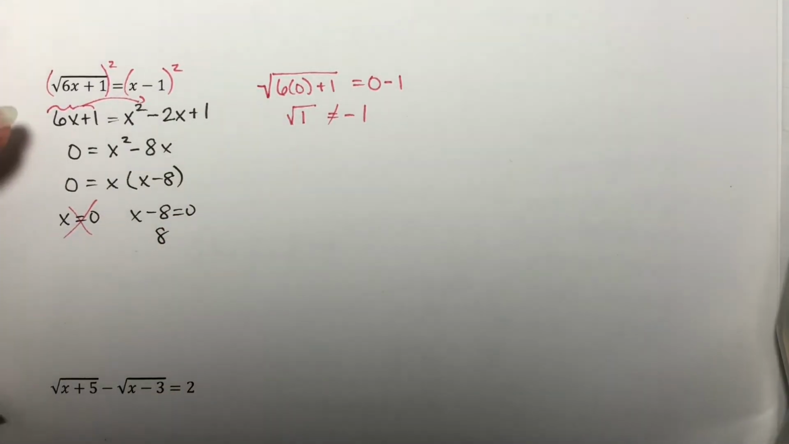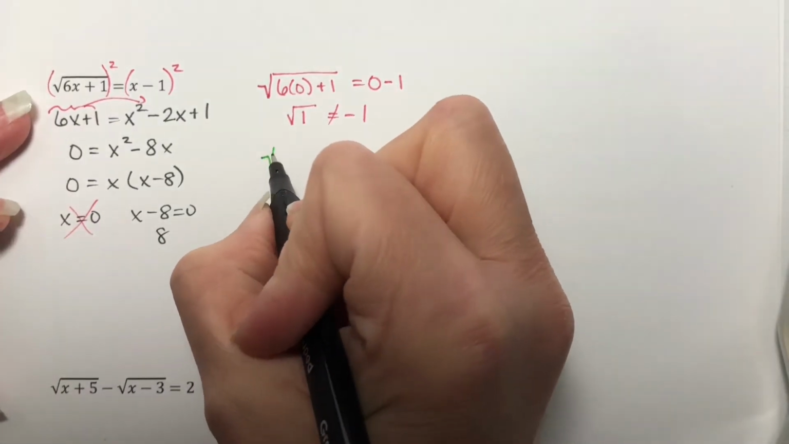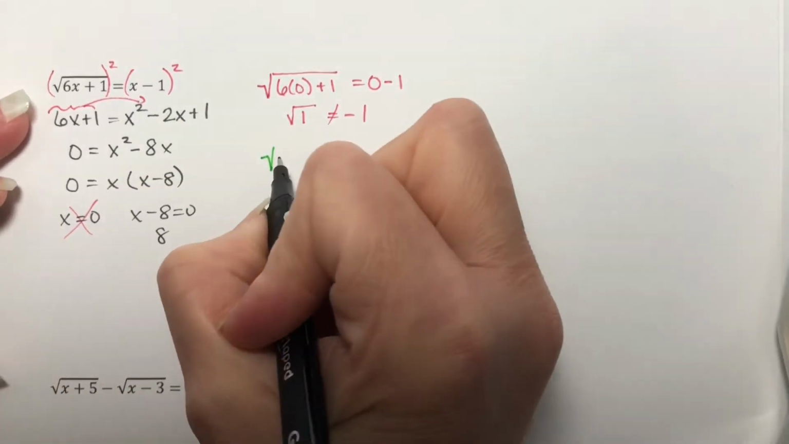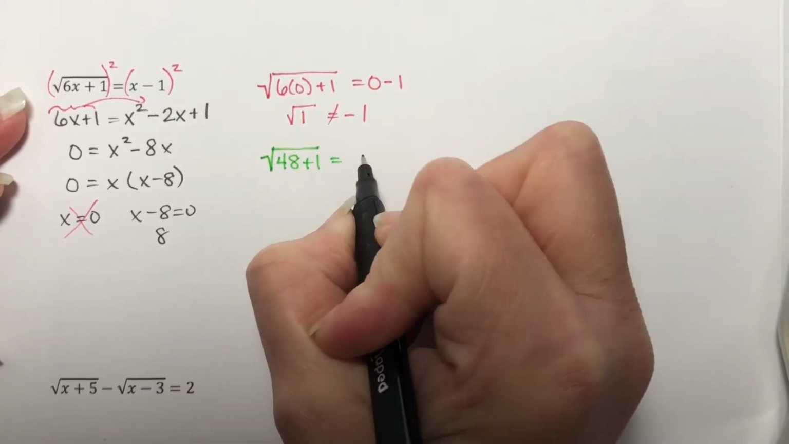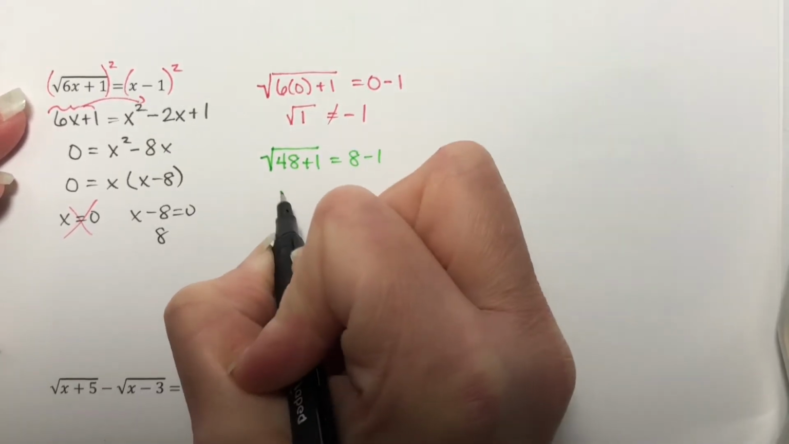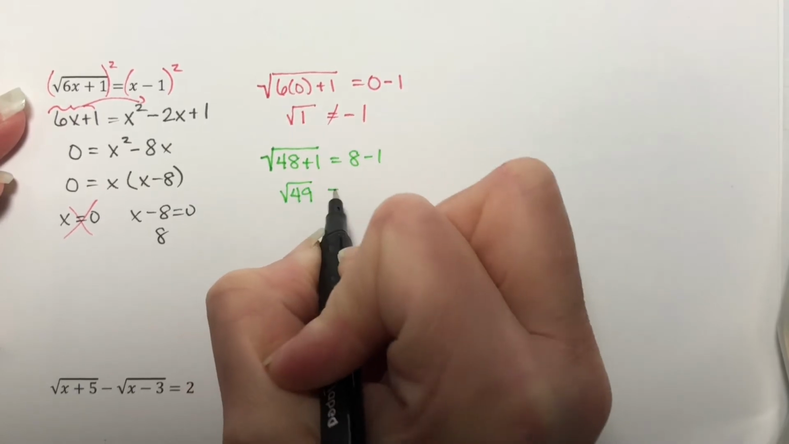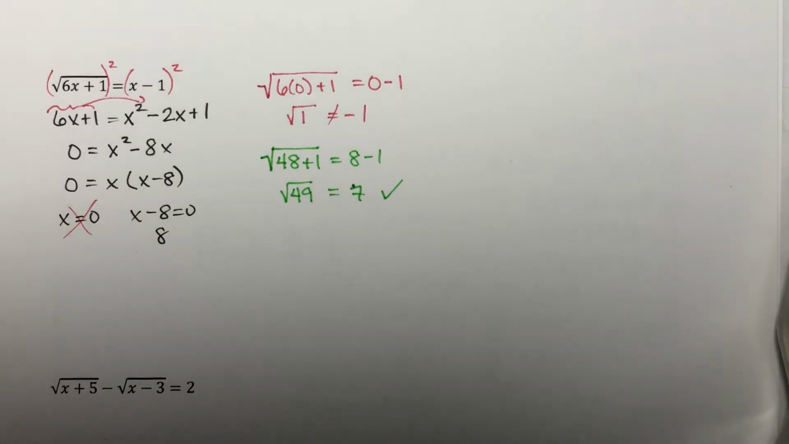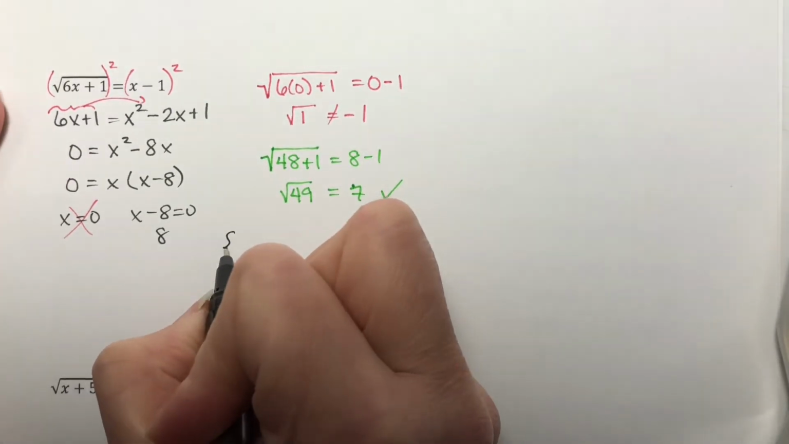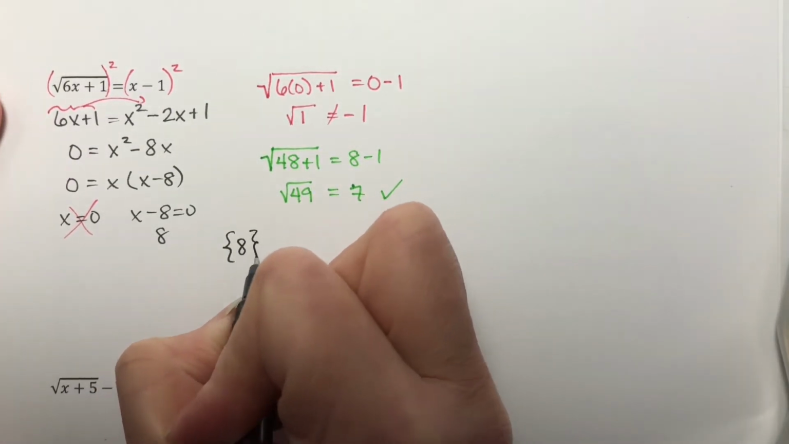Let's try 8. I have the square root of 6 times 8, which is 48, plus 1 is equal to 8 minus 1. This is the square root of 49 is equal to 7, which is true. So your only solution here is 8.